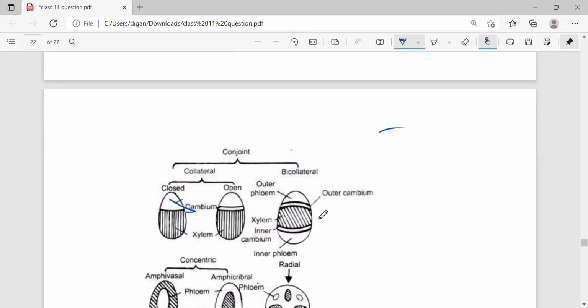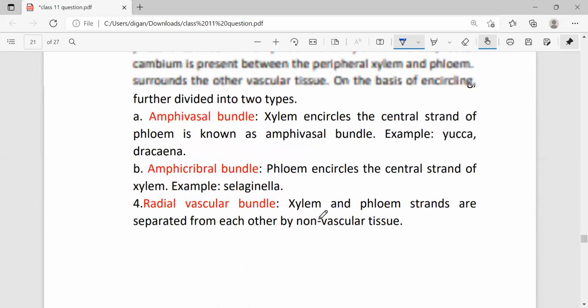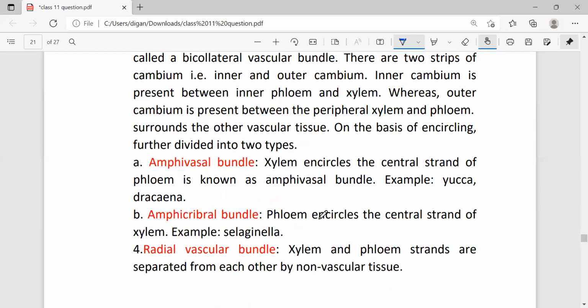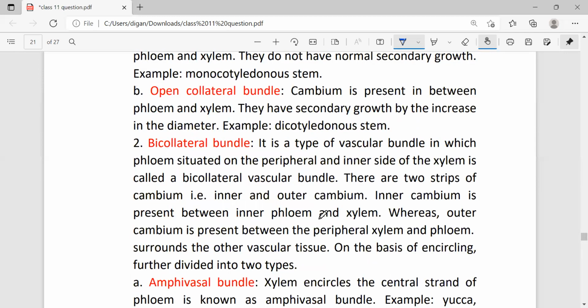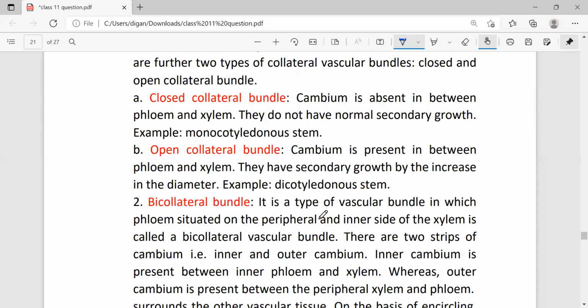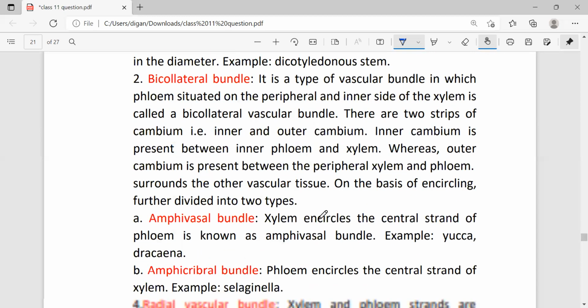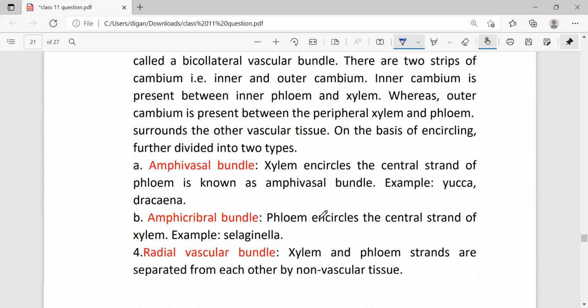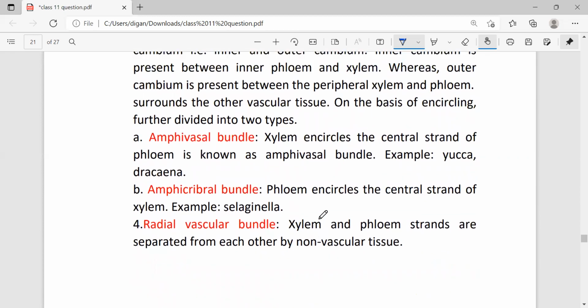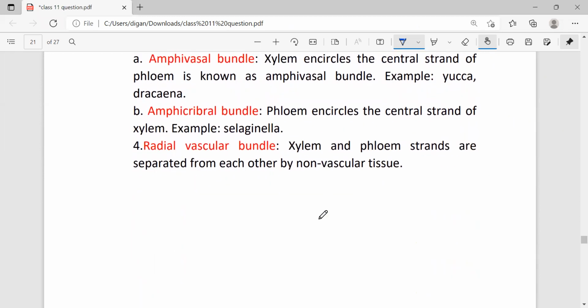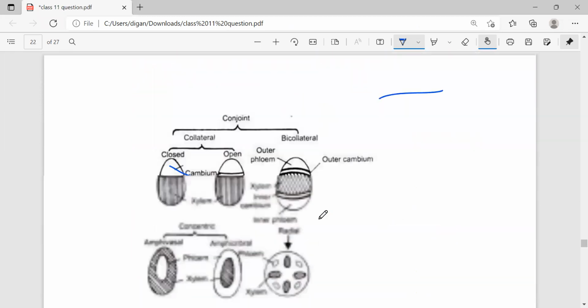So these are the descriptions of the vascular bundle. You take the screenshot, then you read. So these are the vascular bundles. First one is closed collateral bundle. Second one is open collateral bundle. Then bicollateral bundle. Then concentric type, and concentric type is of two types, amphivasal and amphicribal, and the fourth type is radial vascular bundle.